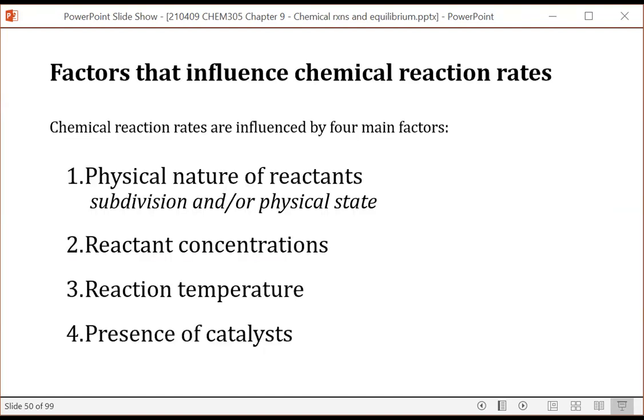There are 4 factors that influence chemical reaction rates we're going to be talking about. The first one is the physical nature of the reactants. When we talk about the physical nature, we're talking about the subdivision, like how broken up or how small the parts of the reactants are, and the physical state. We're going to talk about the reactant concentrations, reactant temperature, and the presence of catalysts.